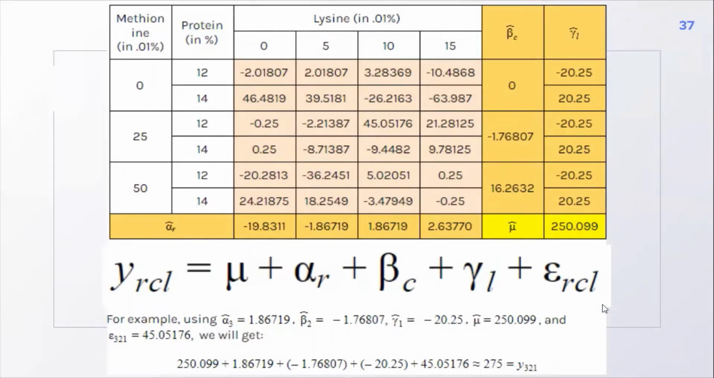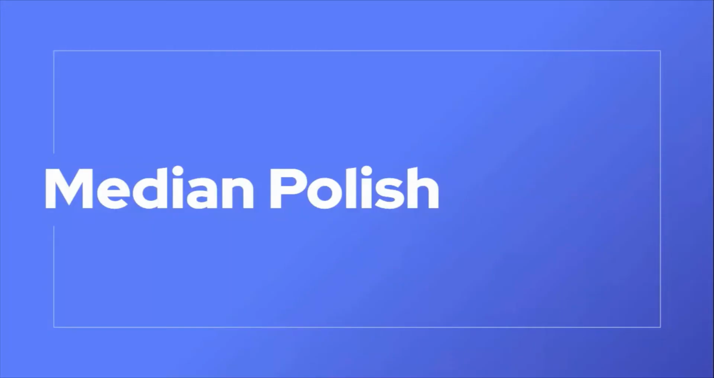Using R equals 3, C equals 2, L equals 1, if we add the estimated common term plus the estimated effect of the third level of factor A plus the estimated effect of the second level of factor B plus the estimated effect of the first level of factor C and the residual, we will get approximately 275, which is equal to y sub 321. This is it for median polishing.